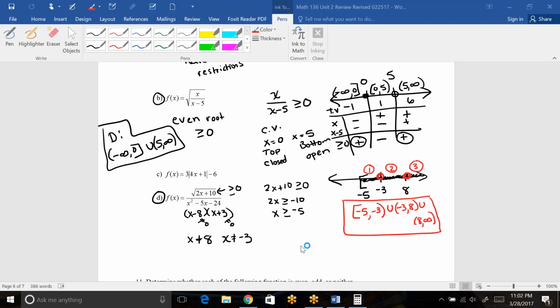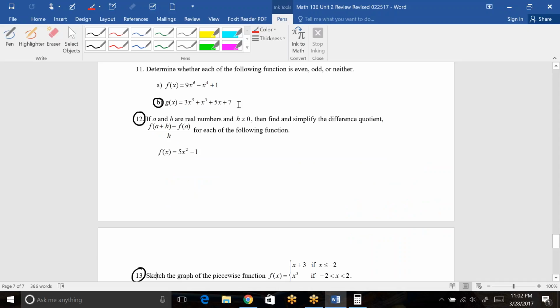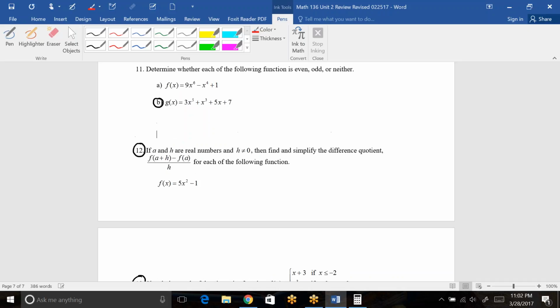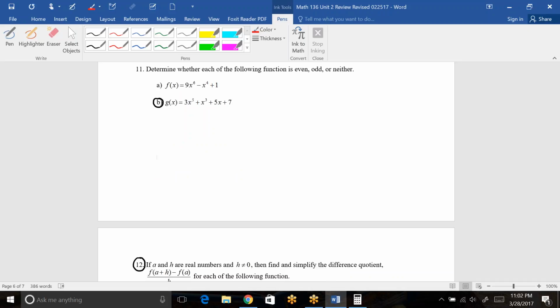All right, so now we can scroll down and look at number 11. I believe there was one question about 11, part B. Yeah, this is the determining whether it's even or odd. The test for this, you pretty much do the same thing for each test. There's just one extra step when you're testing for odd. Remember, even has y-axis symmetry. That's what we're looking for. And odd has origin symmetry.